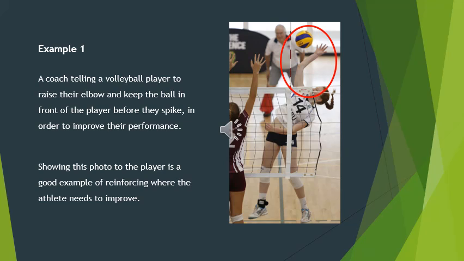Showing the player this photo is a good example of reinforcing where and why the athlete needs to improve, as performing with poor technique doesn't allow the player to perform at their full potential. The use of poor technique may also increase the risk of injury for the athlete. In changing the volleyballer's spiking technique, there is less strain on the back to accommodate the larger arc.